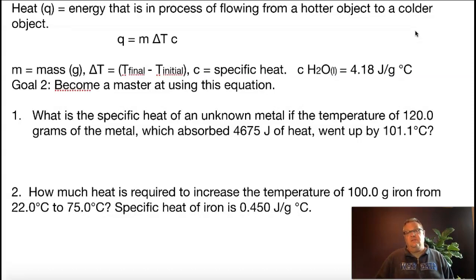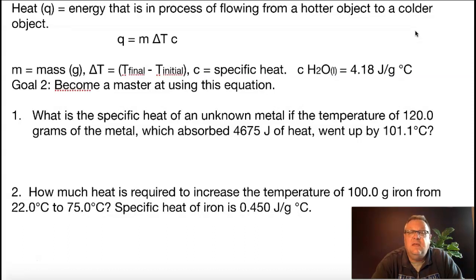So I'm going to have to give you a table of specific heats if I'm going to ask you about substances. The only specific heat that I'm expecting that you know is that liquid water's specific heat is 1 calorie per gram degree C, or 4.18 joules per gram degree C. You're going to use this so often that I think it's just going to seep in your brain whether you try to memorize it or not. Goal number 2, become a Q equals M delta T C expert. And so here's a couple of questions to try that.